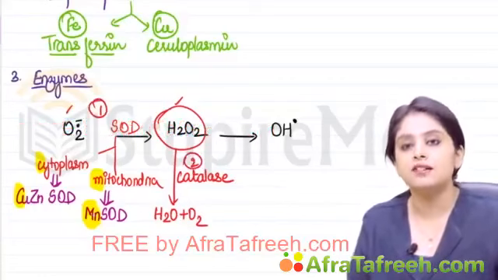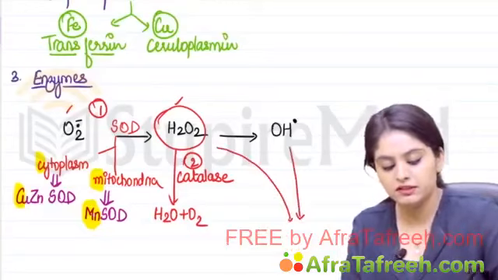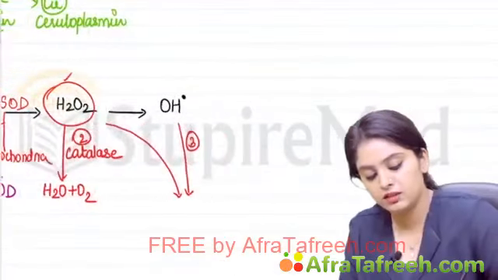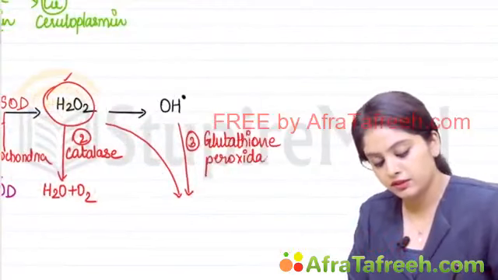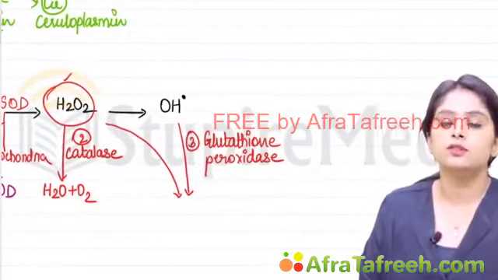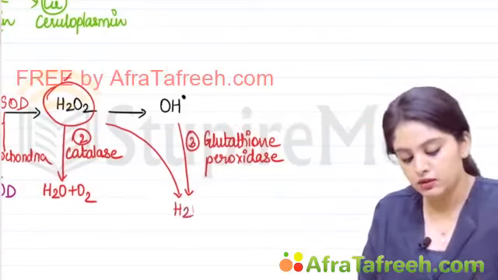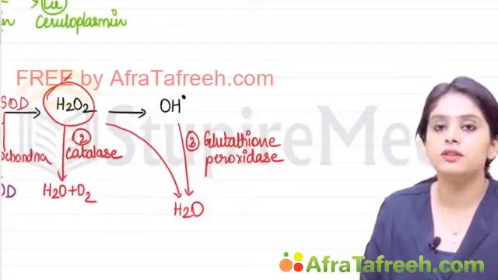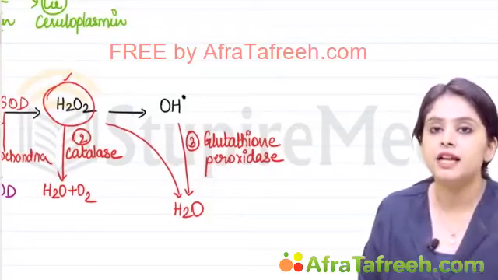Now we are left with the last and the third protective enzyme that can help us in detoxifying both of these. That is known as glutathione peroxidase. Glutathione peroxidase can act on H2O2 also. It can act on the hydroxyl ion also and will convert it into water. It is a harmless product, water. So glutathione peroxidase is very important over here. It is a very important free radical scavenger which is going to protect us against free radical injury.